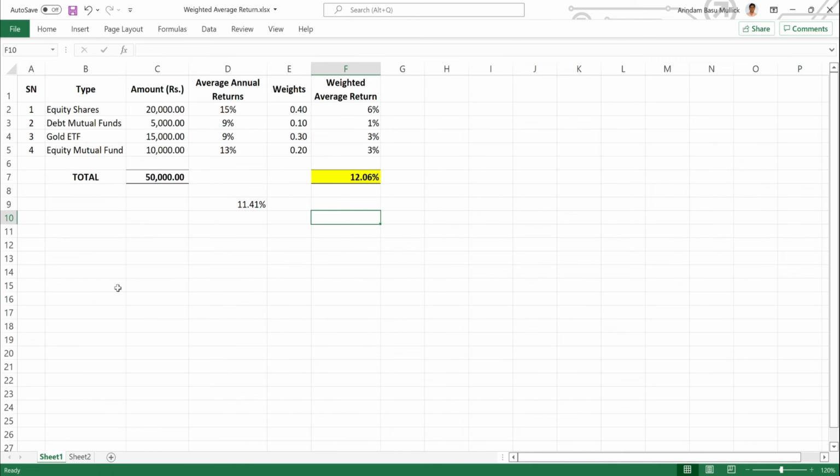So if you have investment in different debt mutual funds, you can use the same concept to arrive at one single amount here, and then again you can use the same concept to arrive at these individual returns. So that's how you calculate the overall return of your portfolio using the weighted average method.